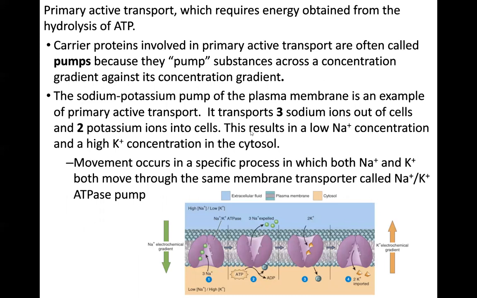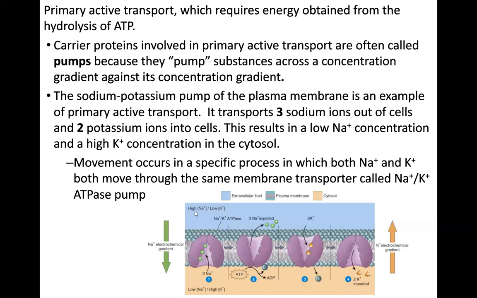Now, the most prominent example of primary active transport involves what's called the sodium potassium pump. Okay. So you'll also see it listed as sodium potassium ATPase pump. Same thing. This is where we transport 3 sodium ions out of cells, 2 potassium ions into cells. Which is against both of their gradients. Let's just look at our illustration at the bottom.